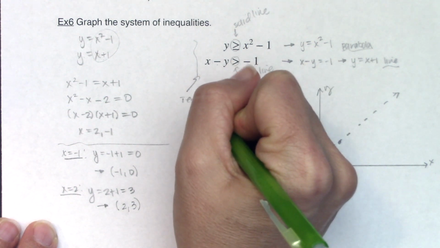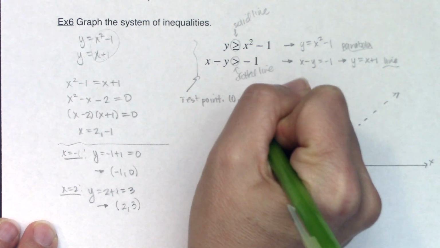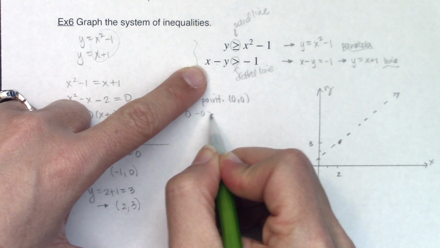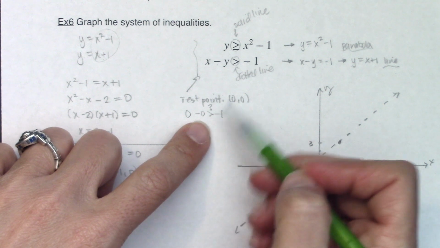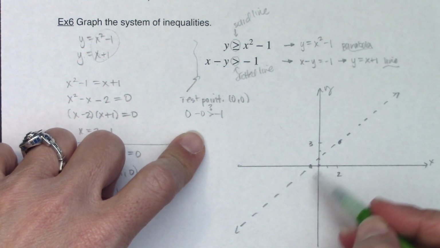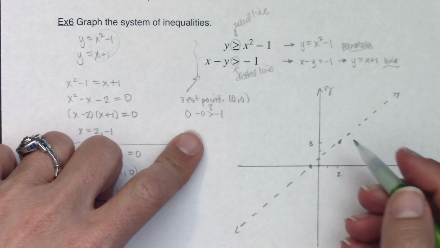Test point of (0, 0). Let's try. Is 0 minus 0 greater than -1? I'm going to put a little question mark over that, because I'm going to solve this inequality. If it's true, I'm going to shade over (0, 0). If it's false, I'm going to shade the region that doesn't include (0, 0).